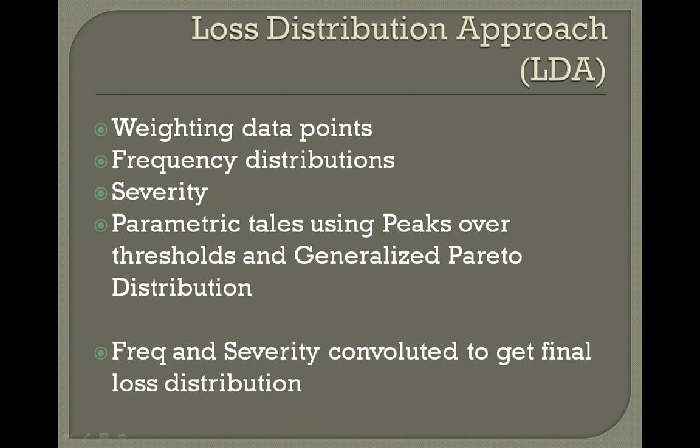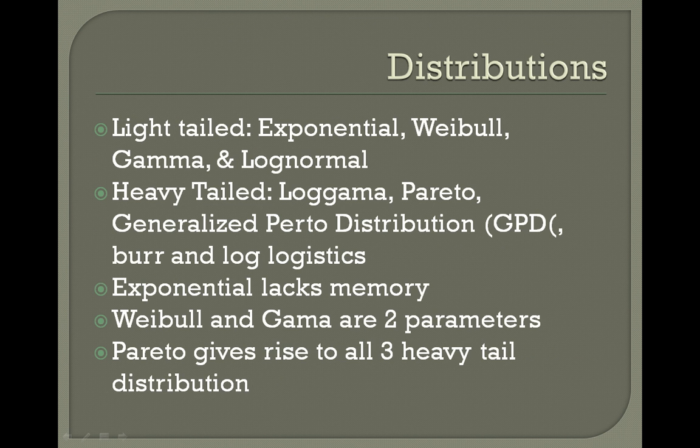So we are looking at the loss distribution approach, and I am showing this on the screen, where the first step is weighting data points, frequency distribution, severity, parametric tails by using peaks over threshold and generalized Pareto. Frequency and severity are convoluted to get the final distribution.